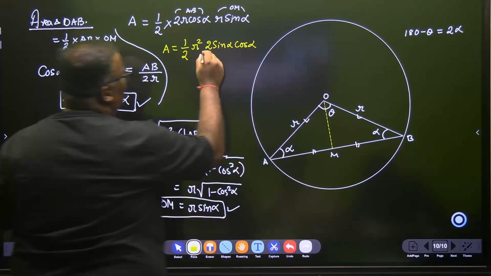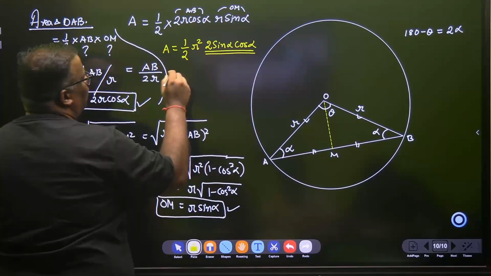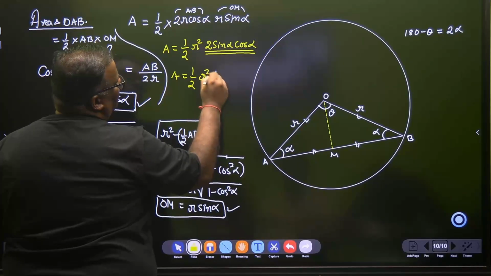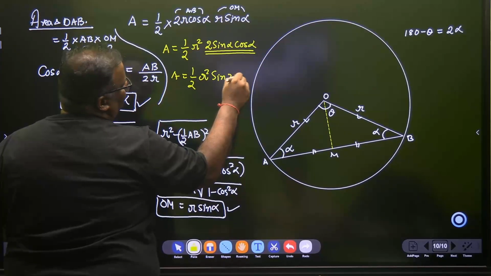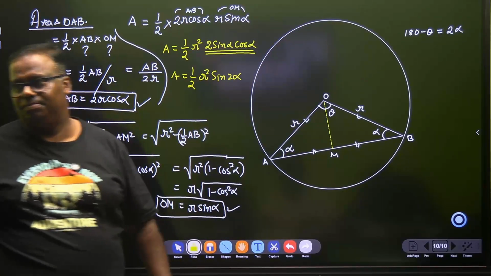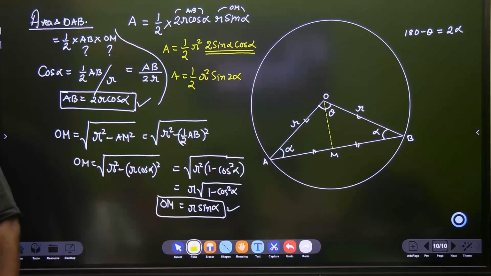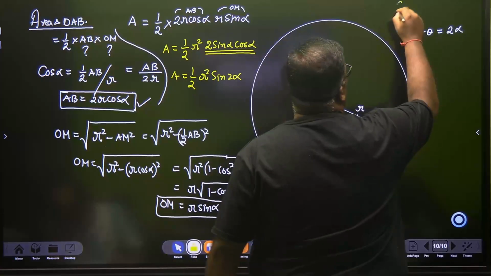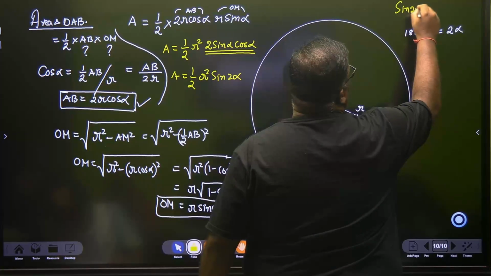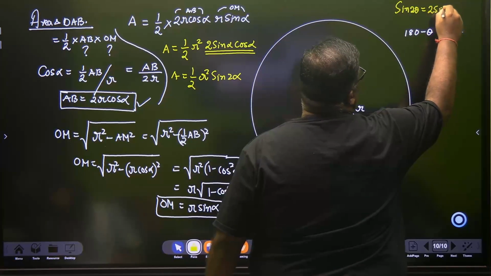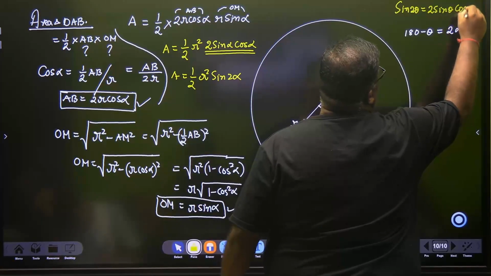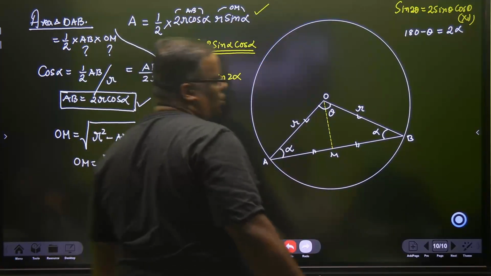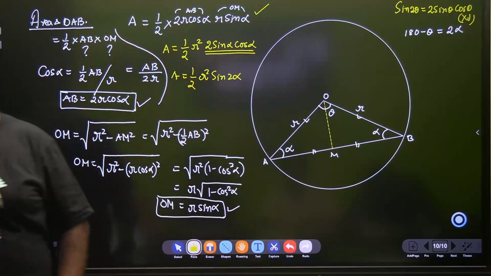And in grade 11, this is a formula: half r square sin 2 alpha. Sin 2 theta is equal to 2 sin theta cos theta. ये grade 11 stuff है. So at your level, this much is sufficient for you to find the answer.